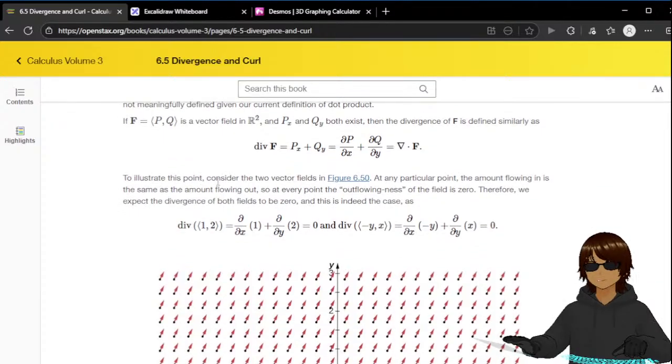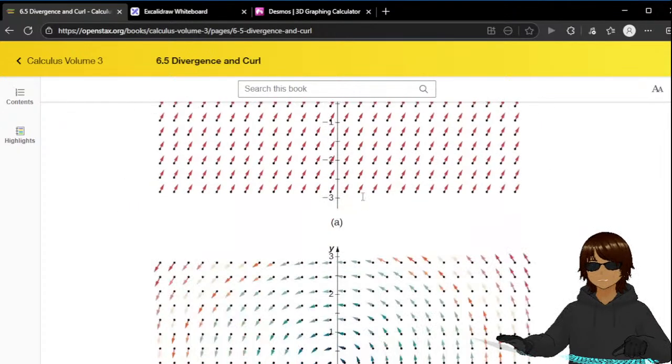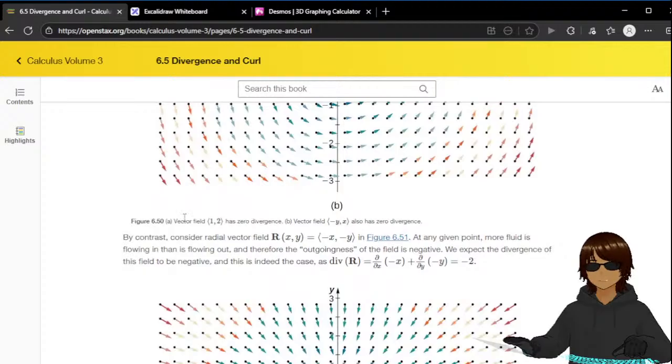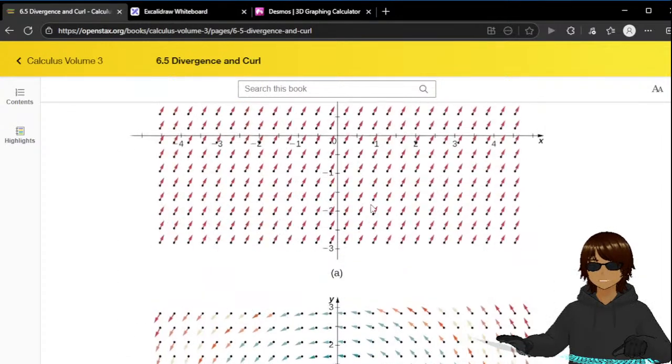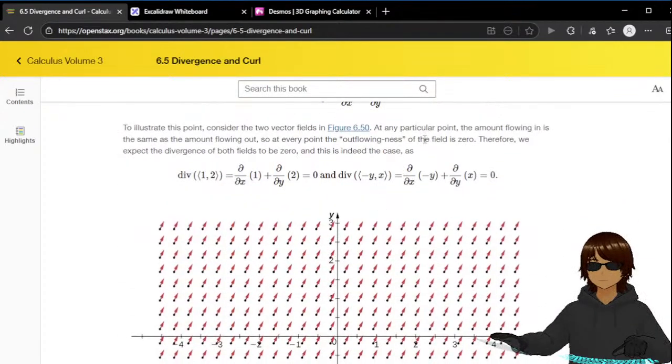To illustrate this point, consider two vector fields in figure 6.5. So in figure 6.5, we have this vector field and this vector field. At any particular point, the amount flowing in is the same as the amount flowing out. So at every point, the outflowingness of the field is zero. Therefore, we expect the divergence of both fields to be zero. This is indeed the case.